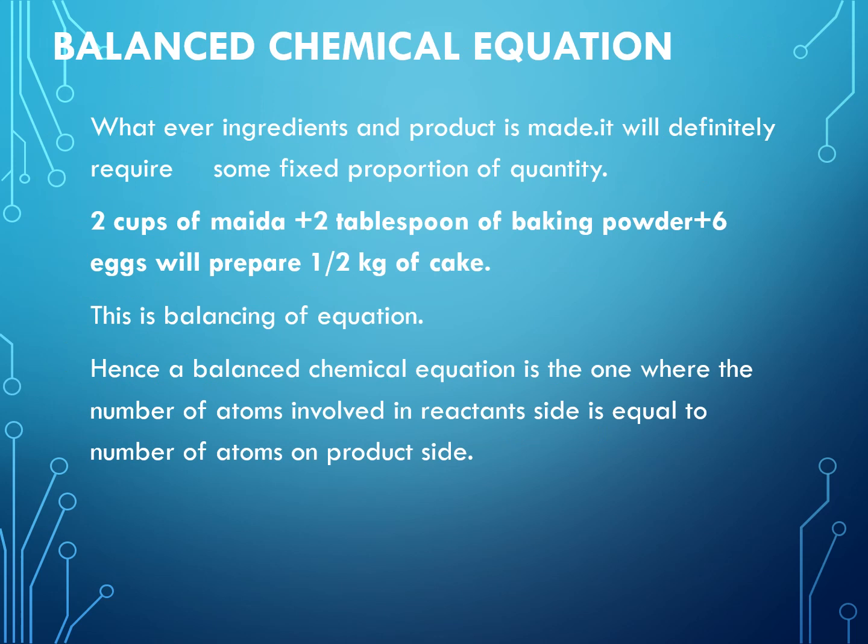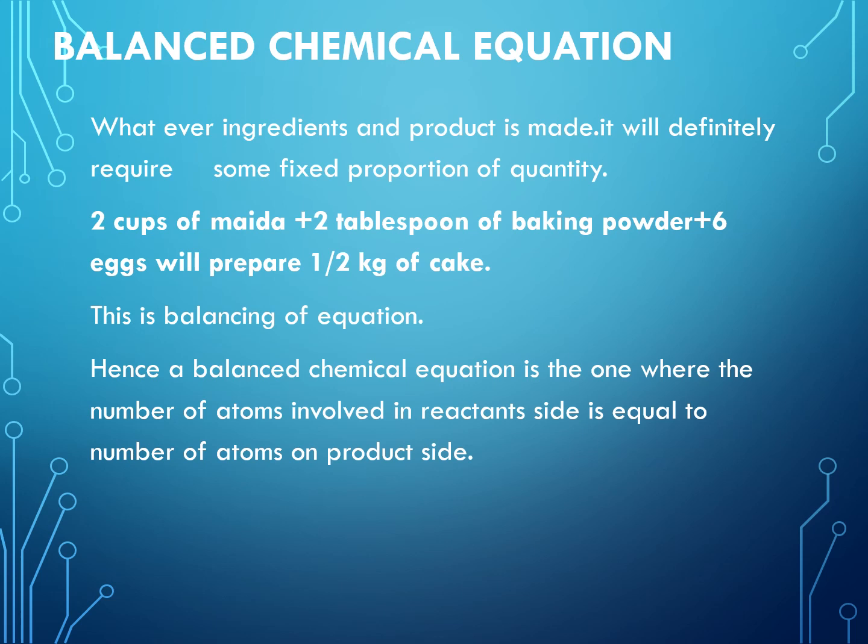Now it is very important that whatever the chemical equation is, it should be balanced. Now for any product to be made, there will be some ingredients and there will always be a fixed proportion of quantity of all the ingredients to make a fixed quantity of product. Like again we will go back to the example of cake baking. If we take 2 cups of maida plus 2 tablespoons of baking powder plus 6 eggs, etc., we will be able to prepare half kg of cake. This is balancing of equation.